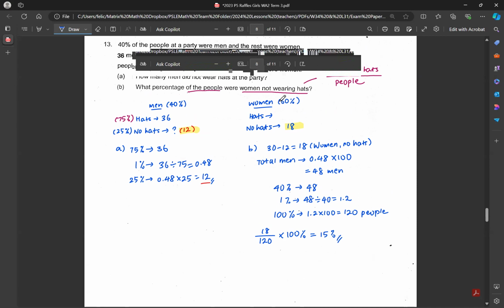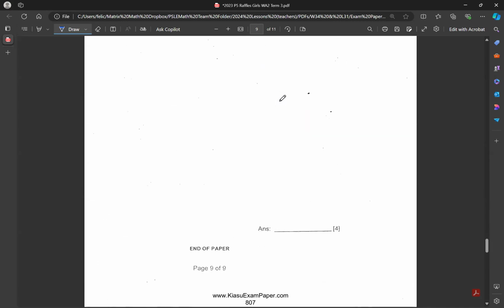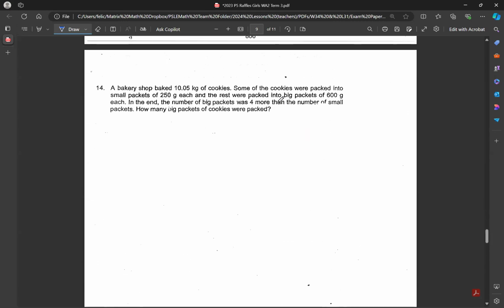Okay, I shall move on. I think this is our last question, question 14. A bakery shop bakes 10.05 kg of cookies. Some of the cookies were packed into small packets of 250 grams each. The rest were packed into big packets of 600 grams each. In the end, the number of big packets was 4 more than the number of small packets. How many big packets of cookies were packed?